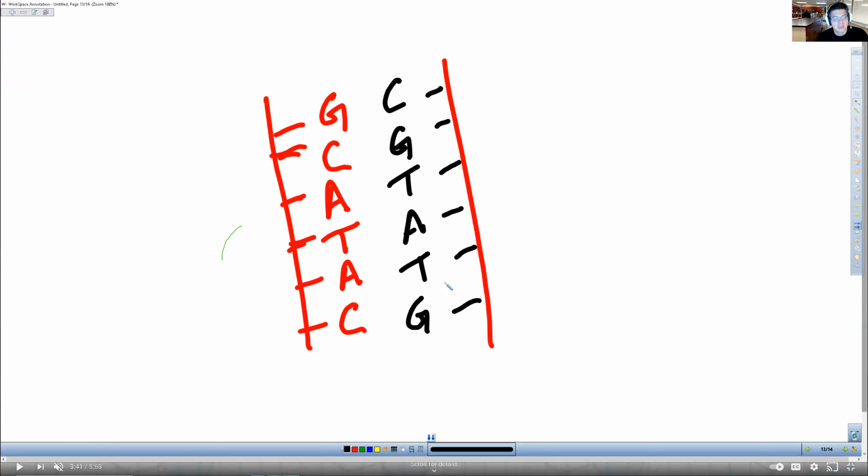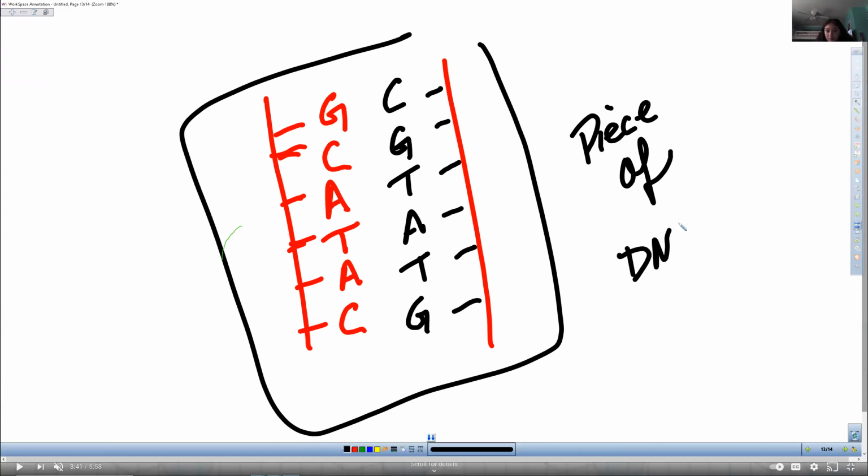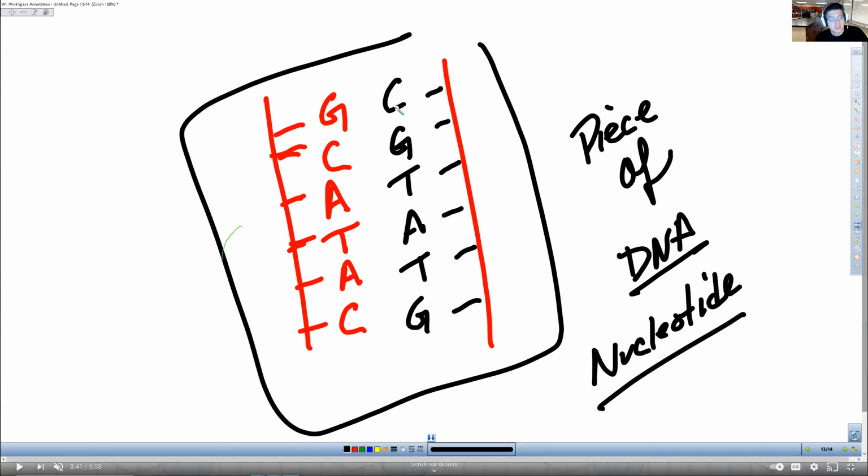Okay. This right here, the whole thing, would be a piece of what? DNA. Very good, right? And how many nucleotides are in this DNA? 12. Yeah, 12, exactly. Very good. 12 total because there's 6 on this side and 6 on this side. Does that make sense? And so that's how this works, right?